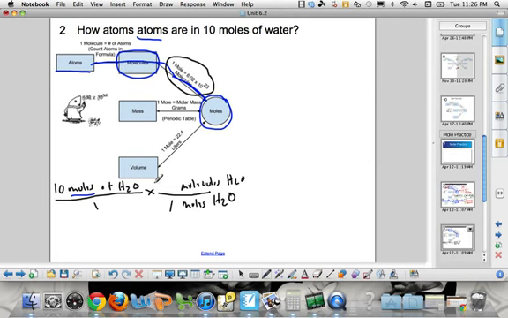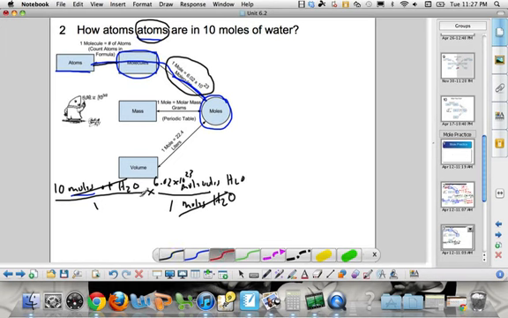1 mole is equal to 6.02 times 10 to the 23rd molecules. Moles, top, bottom, cancel out. Now I'm in molecules. I've got to keep going though because I've got to get to atoms. So how do I do this? I've got to use this conversion factor now.